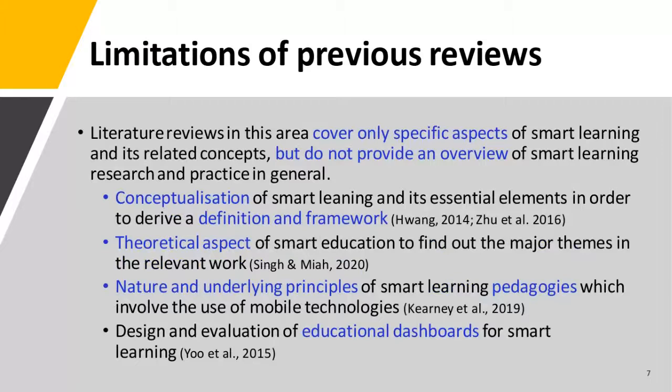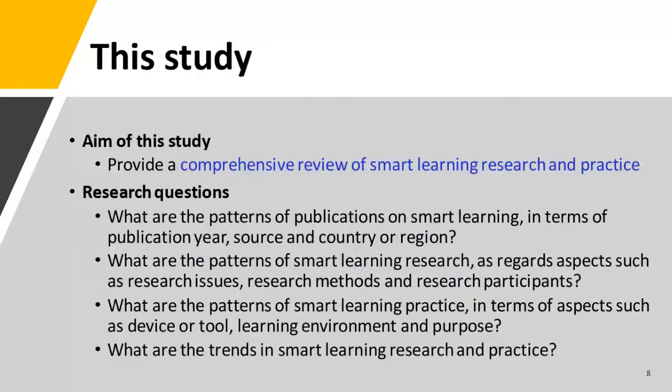I'll just be quickly going through some key points. Why this study, as I say, is important. We see that literature has covered various aspects, but they mainly cover specific aspects rather than this area in general. So this study attempts to offer a general overview of the status of smart learning and what kind of evolution we have gone through. Here are the research questions.